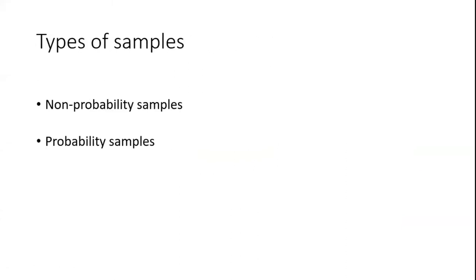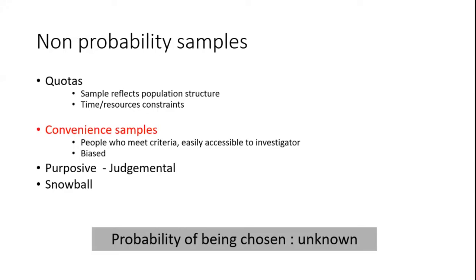Now, types of samples are non-probability and probability samples. Non-probability means no known probability. We don't know what is the probability, so the probability of being chosen is unknown. One is quota sampling. In quota sampling, there are 70% Hindus in the population, so in my sample, I'll take 70% Hindus. How I select those 70% is different.